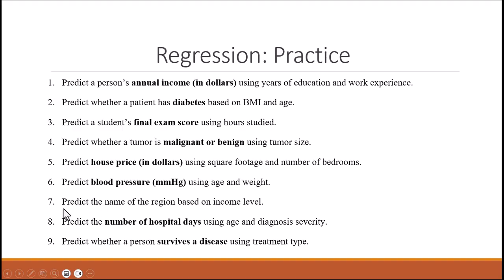And the seventh problem is predicting the name of the region based on income level. Name of the region. Even if you use number representations for name of the region, since these are different classes and we have multiple classes that we want to predict, we cannot use linear regression. It's a classification problem. And number 8, predict the number of hospital days using age and diagnosis severity.